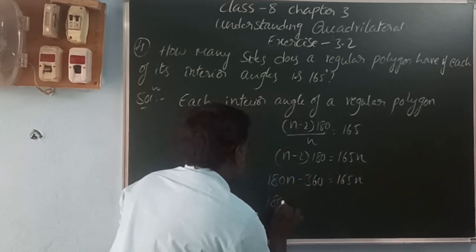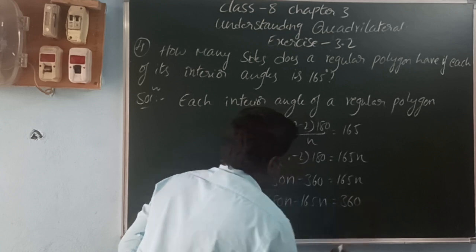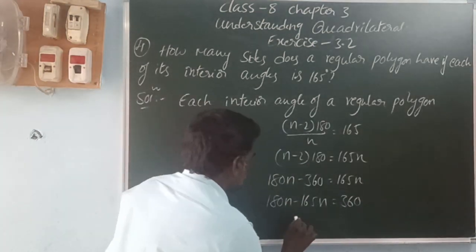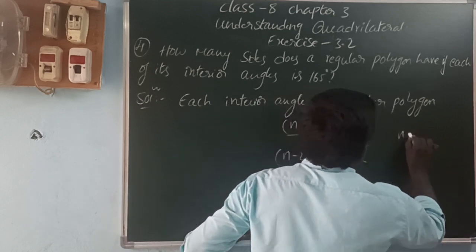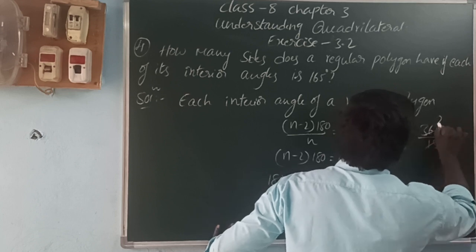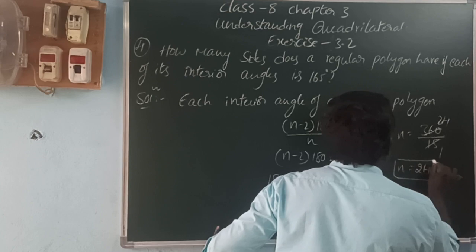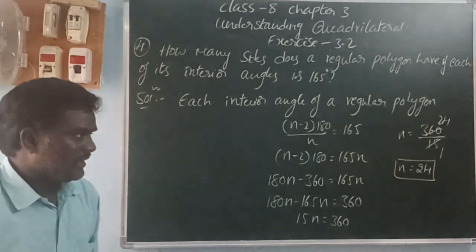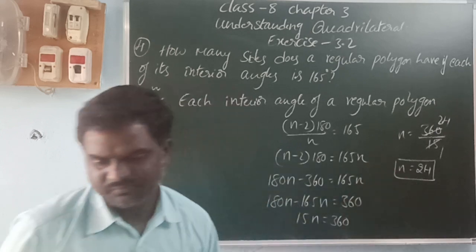So 180 n minus 165 n is equal to 360. 180 n minus 165 n, that is how much? 15 n is equal to 360. n is equal to 360 by 15. 15 ones are 15, 15 twos are 30, 4 goes. That is equal to how much? 24 sides. If each interior angle is 165, then a regular polygon has 24 sides.